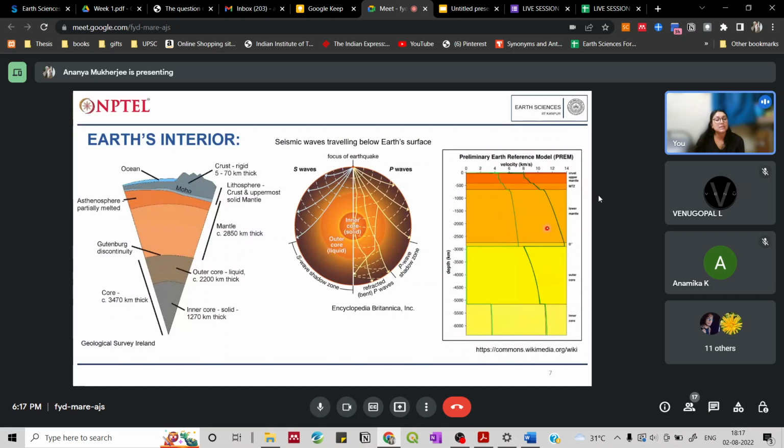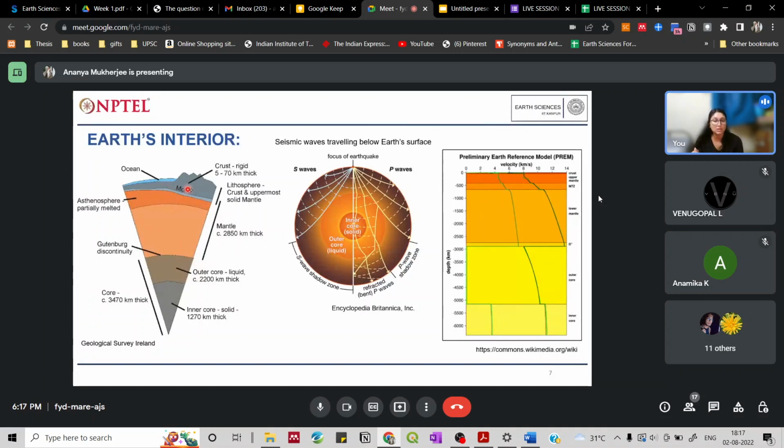Now you can see that this is the graph of depth with velocity. We see that there is a sudden drop in the velocity. Even over here we can see there are sudden drops in velocities. Now these velocity drops are caused by the different compositions that exist between the layers. So these areas where the drops occur are actually denoted by different discontinuities.